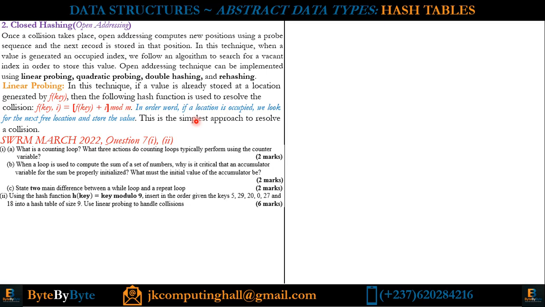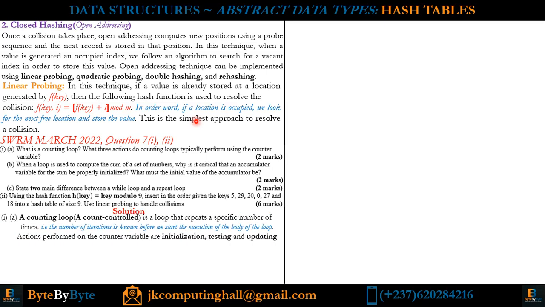algorithms. But our main focus is the sub 2, which says using the hash function h(key) equals key modulo 9, insert in the order given the keys 5, 29, 20, 0, 27, and 18 into a hash table of size 9. Use linear probing to handle collisions. 6 marks, dear students. So only question 7 sub 1 and sub 2 together take 12 marks. Very important. Solution. The A part.